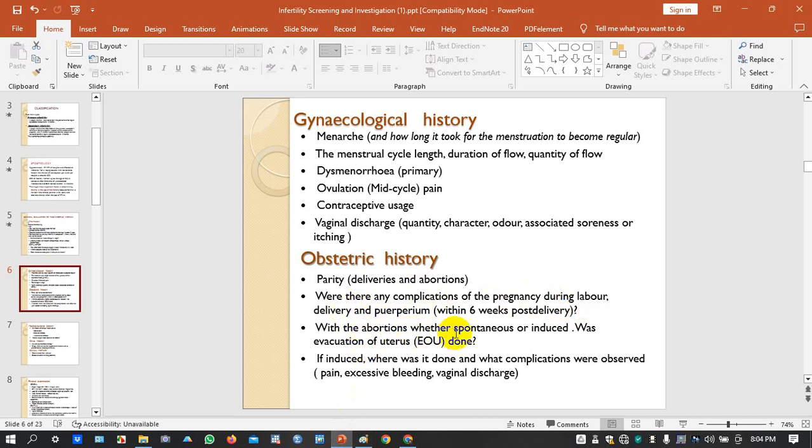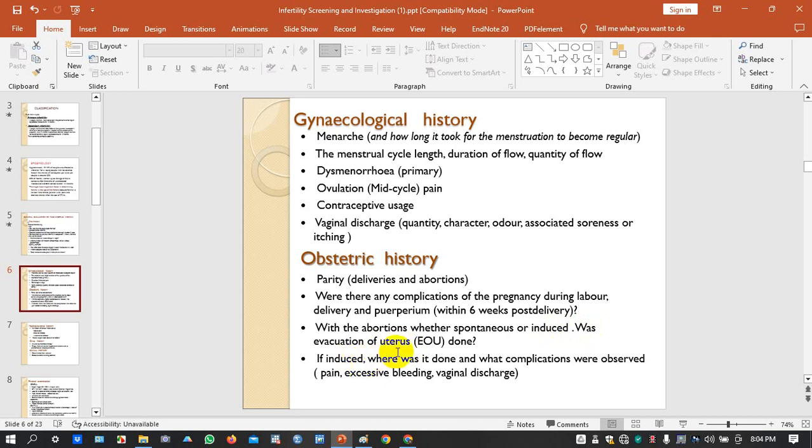With the abortions, were the abortions spontaneous or induced? The abortions that the woman had, was it spontaneous, or was it an induced or forced one? Was there any evacuation of the uterus?